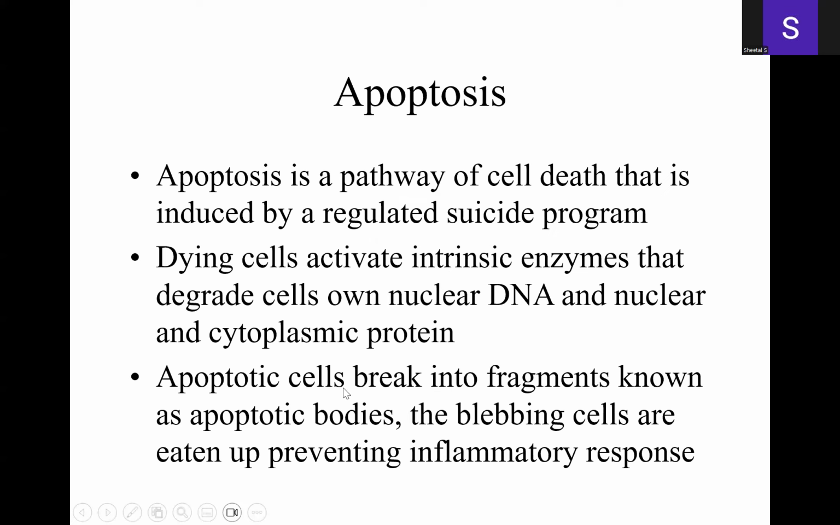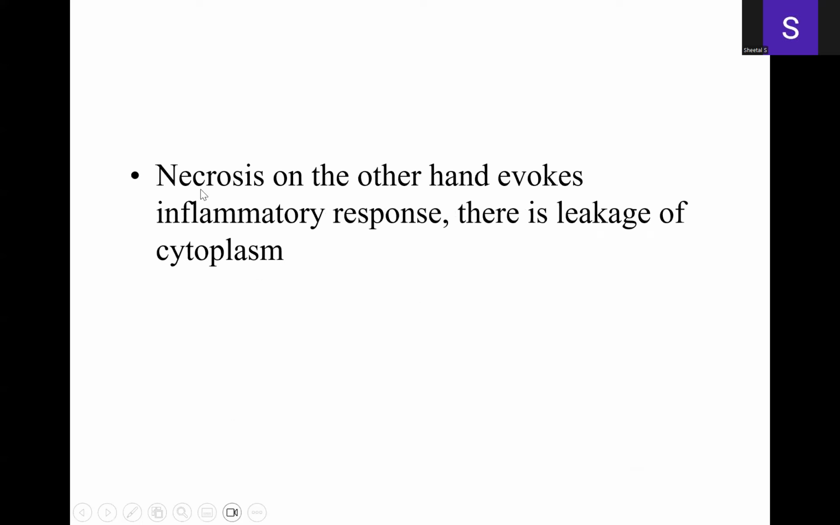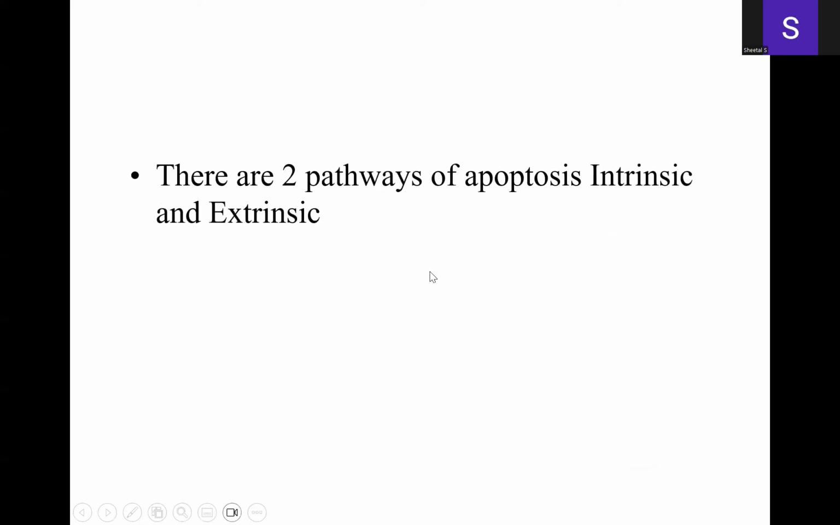The apoptotic cell breaks into fragments known as apoptotic bodies that bleb out from the cell, and these blebbing bodies are eaten up by the macrophages, preventing the inflammatory response. On the other hand, necrosis involves activation of an inflammatory response because of the leakage of the cytoplasm. So basically, there are two different pathways of apoptosis, extrinsic and intrinsic pathways.